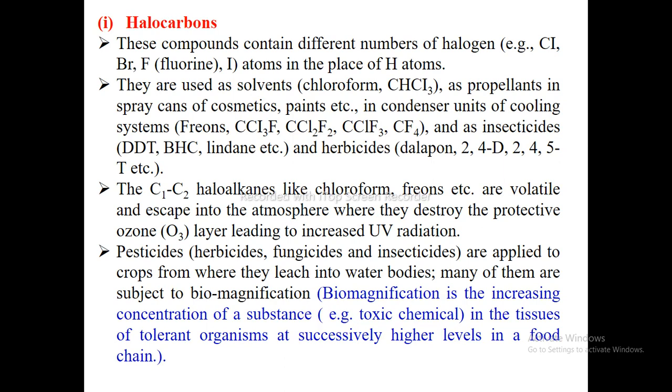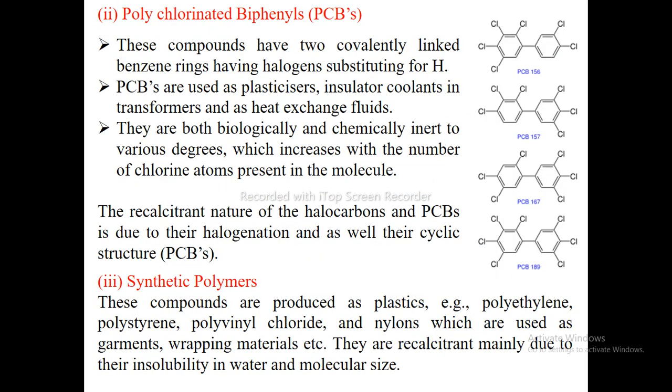Right. So next xenobiotic compound class is polychlorinated biphenyls (PCBs). These compounds have two covalently linked benzene rings, and these are having halogen substituting the hydrogen. PCBs are used as plasticizers, insulators, coolants in transformers, and also as heat exchange fluids.